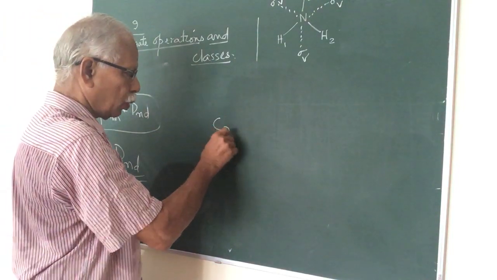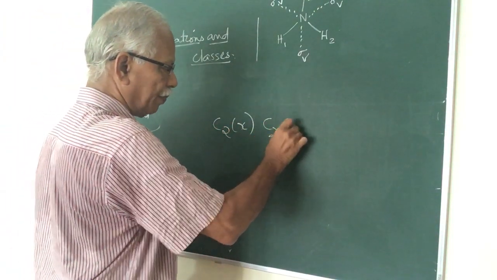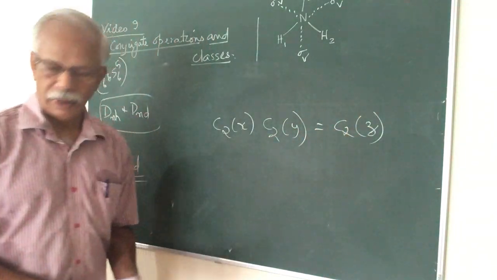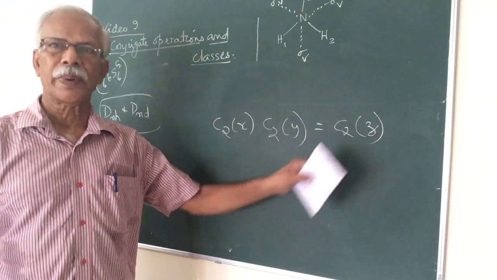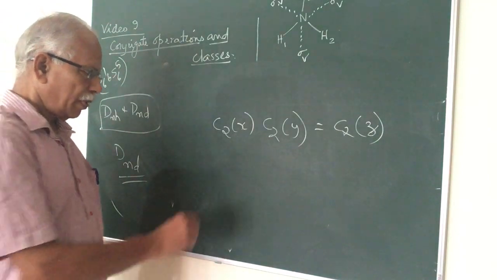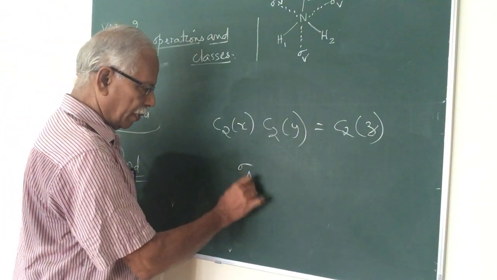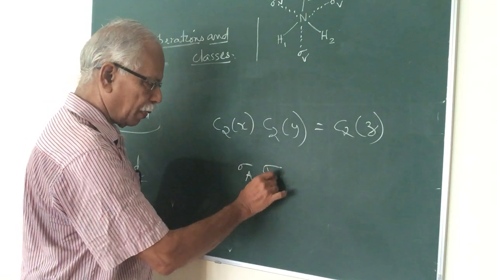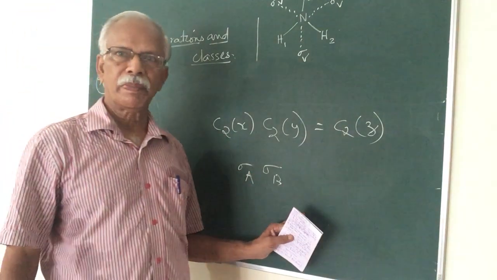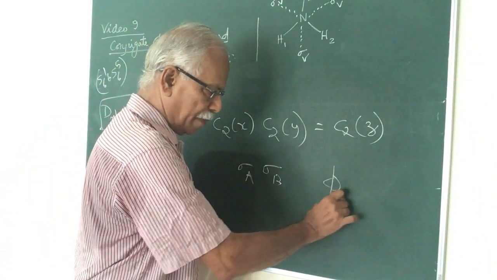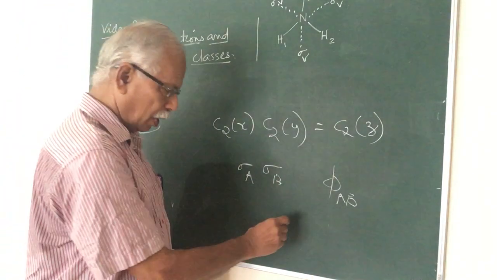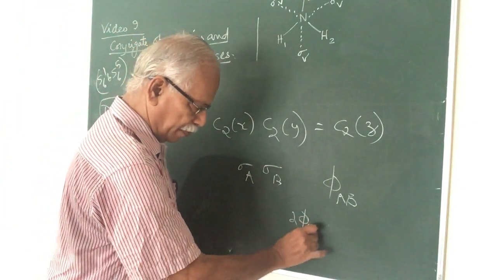We know C2x into C2y is easily proved to be C2z. Product of two proper rotations is another proper rotation. This is not true with respect to reflection. If there is a sigma in plane A and there is a sigma in plane B, and the two planes make an angle of phi AB, the product of these two will be a rotation by an angle of 2 phi AB.